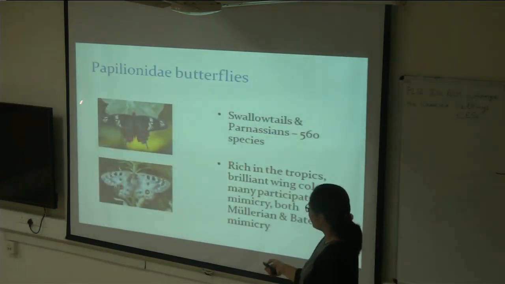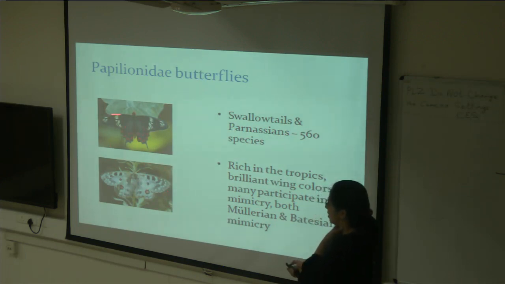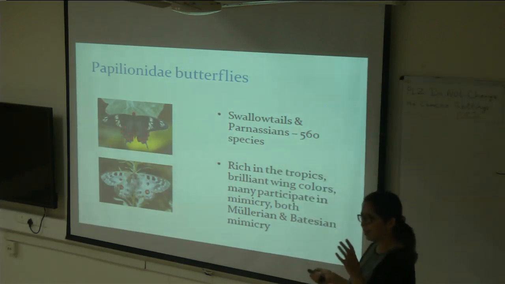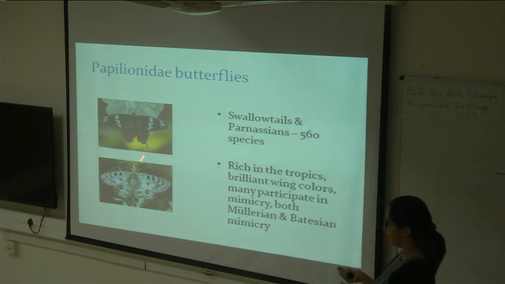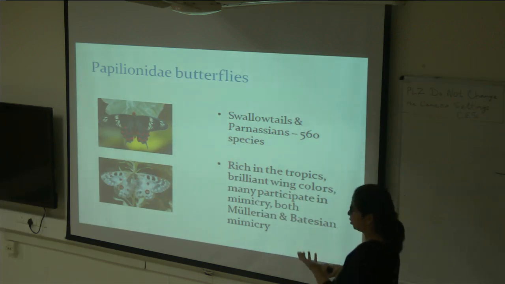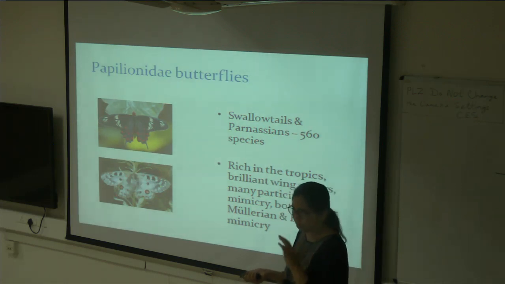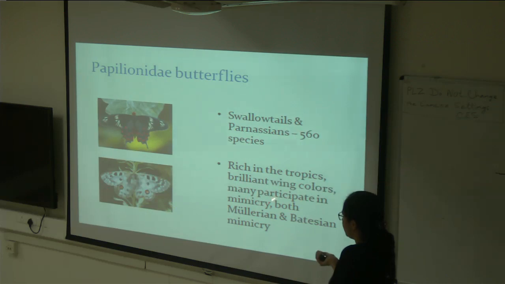So this is the group of butterflies we did the character evolution on. These are called papilionids. These are big swallowtail butterflies. They are species in the tropics, but they have a global distribution. They occur in temperate and tropical areas. One of the most species-rich groups, very colorful butterflies.